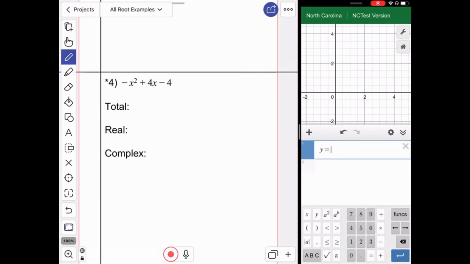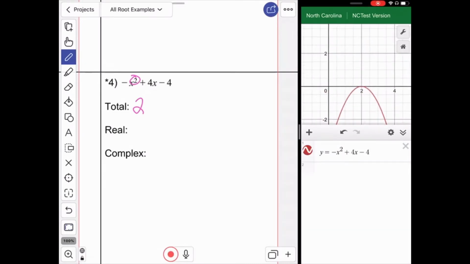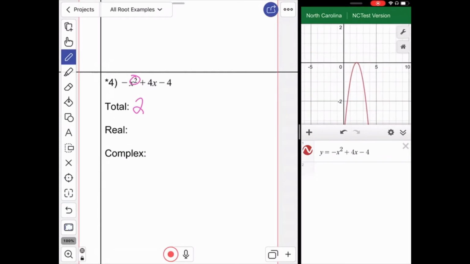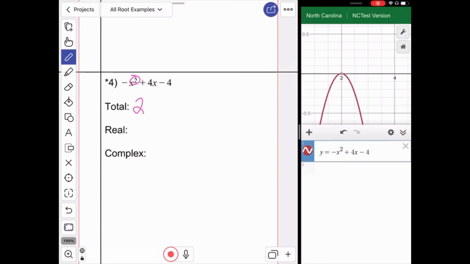All right, and this one we're going to have 2 total roots, and we're going to continue here. We're going to graph this, and I see that it kisses or touches that x-axis. That means it has to have some even multiplicity happening. If it has even multiplicity, then it's going to have to occur at least 2 times. Well, if we only have 2 roots and it has to occur at least 2 times, that's going to be 2 real, 0 complex.